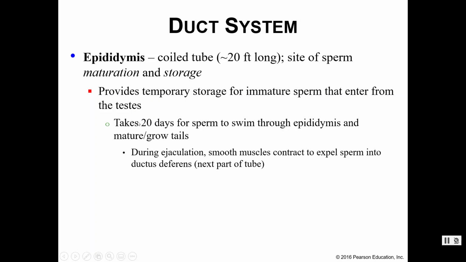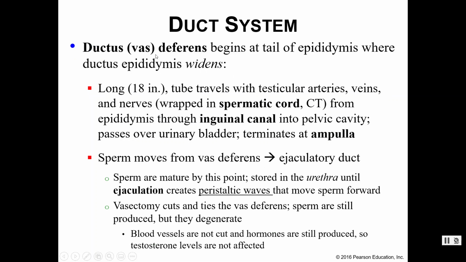It takes about 20 days for sperm to swim through the epididymis, and during that time they are going to grow, they're going to mature, they're going to finish developing their little tails. During ejaculation, the smooth muscle contractions will send the sperm into the next part of the tube, which we call the ductus deferens or the vas deferens. The vas deferens begins where the epididymis stops, and this goes about 18 inches, which is quite different than our 20 feet of epididymis.